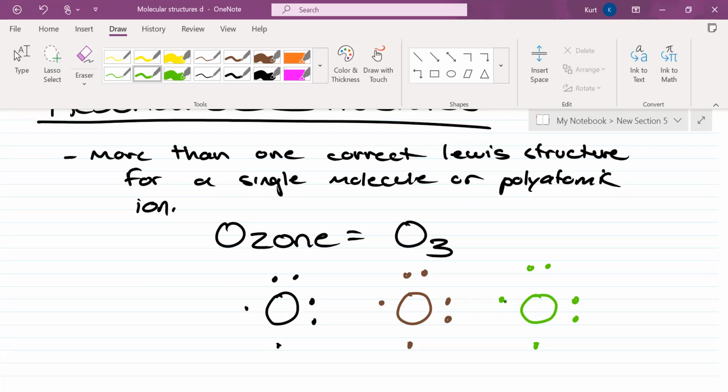See if you can try it at home. This is a good puzzle. If you like Rubik's Cubes and you like putting things together, this is going to be up your alley. I want you to try to see if you can get all 3 oxygens to have 8 valence electrons. And there is more than one correct Lewis structure. This is called a resonance structure. We will do that tomorrow.